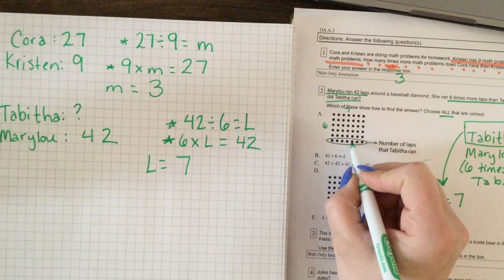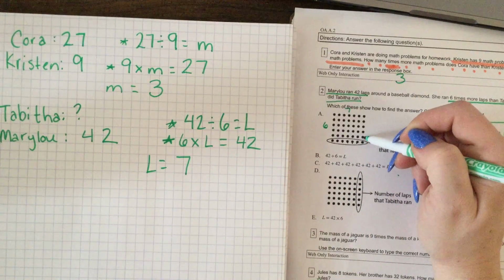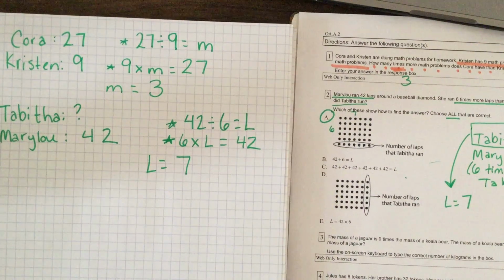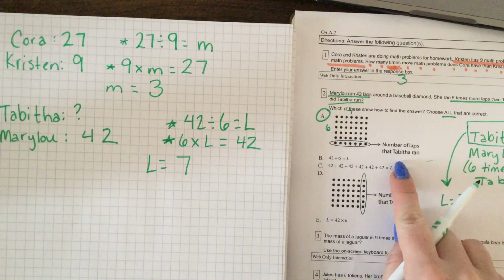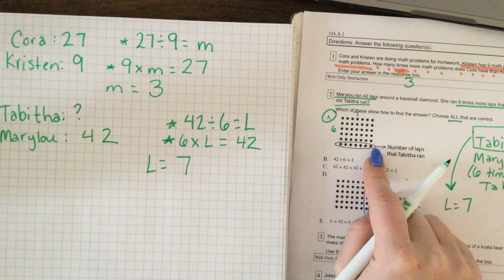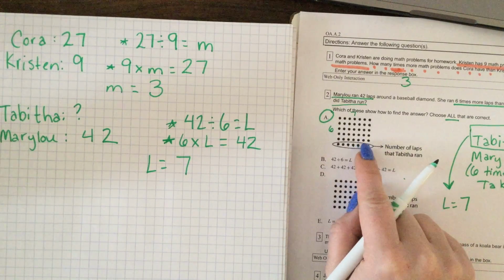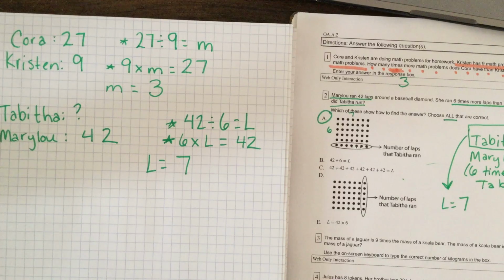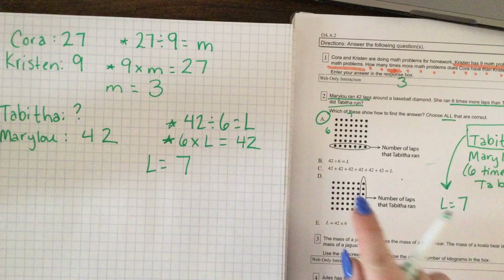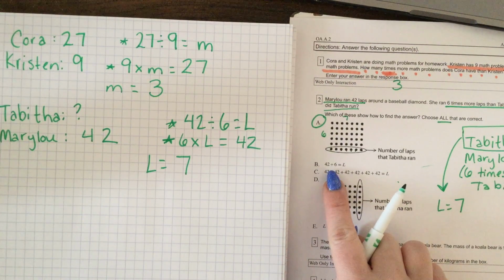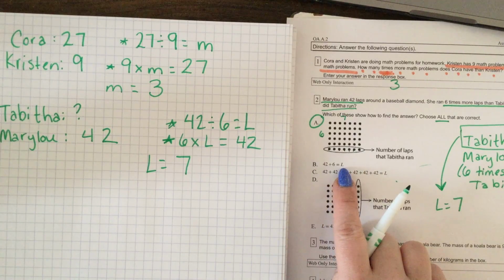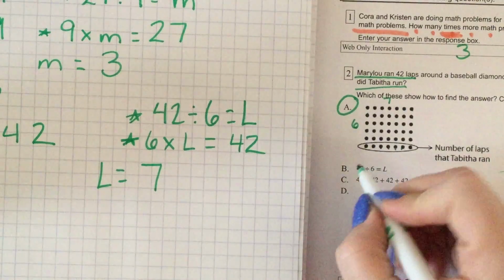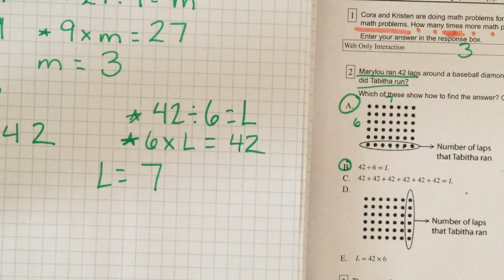1, 2, 3, 4, 5, 6, 7. 1, 2, 3, 4, 5, 6 groups of 7. A definitely represents how far Tabitha ran, because this is how many laps she ran. She ran 7. Mary Lou ran 6 times more than that, which is 42. All right. Does this 42 divided by 6 equals L also look like something we used to solve the problem? It sure does. So B is going to give us the correct answer.